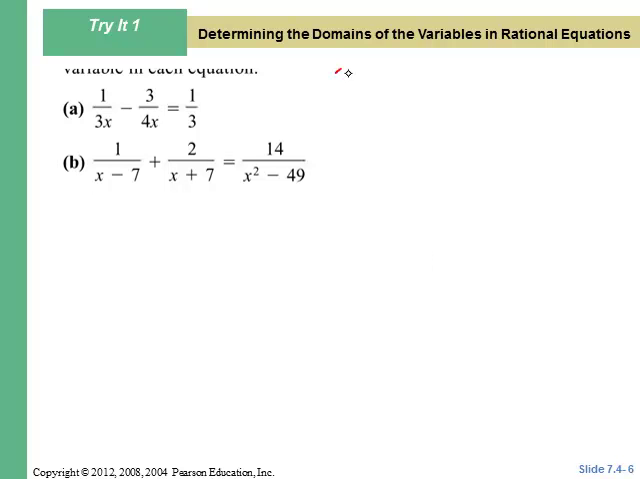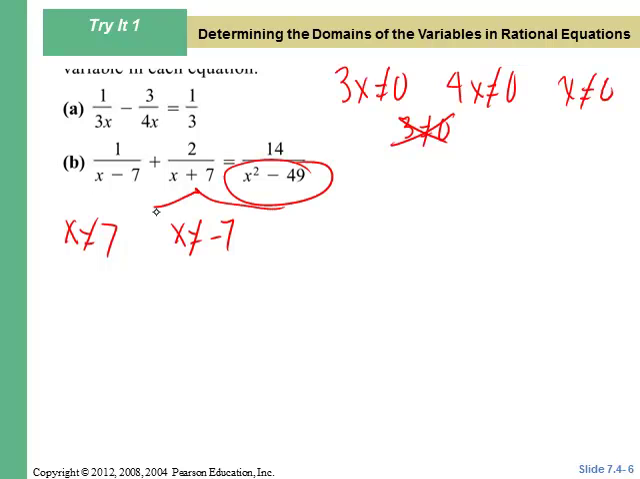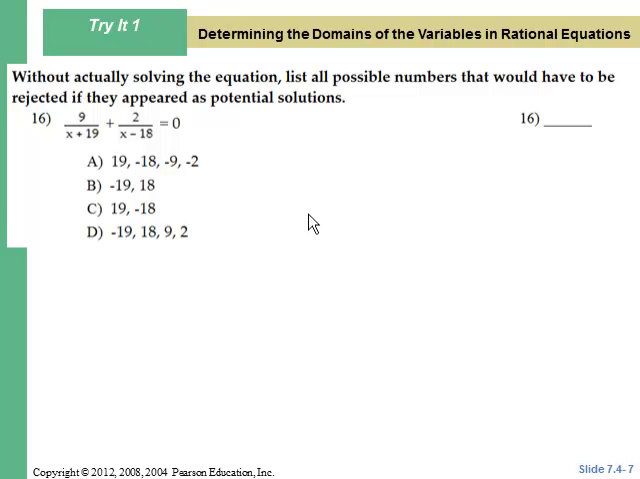In the first case, 3x does not equal 0. 4x does not equal 0, which of course means x does not equal 0. And then 3 does not equal 0, which it doesn't, so don't worry about that. X does not equal 7. X does not equal negative 7. And then this factors into these two, so those are the different parts of the domain.